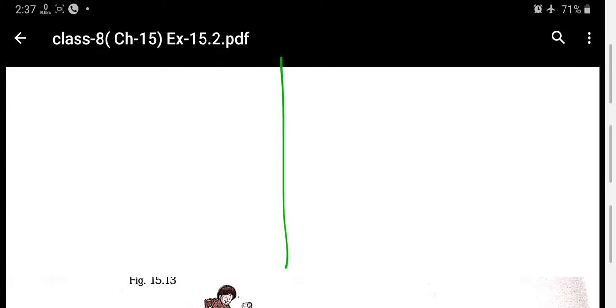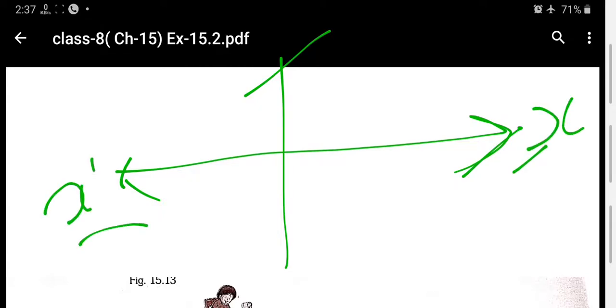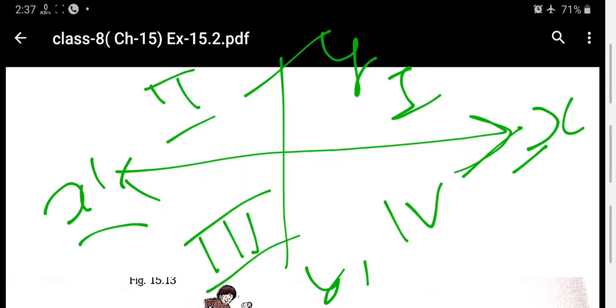Suppose you have two axes, one known as x and one known as y, and on the line, this side is positive and this side is negative. You have to write x and x dash, and y and y dash. This divides the plane into four quadrants, known as first quadrant, second quadrant, third quadrant and fourth quadrant.